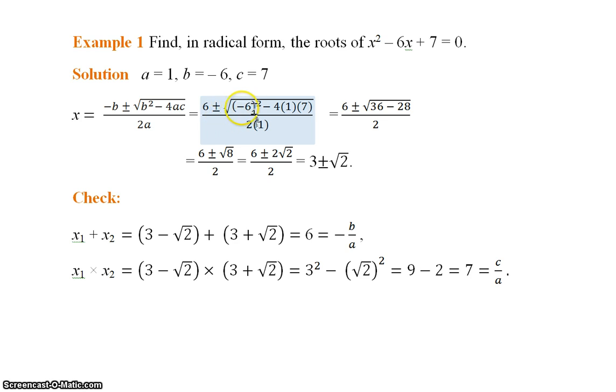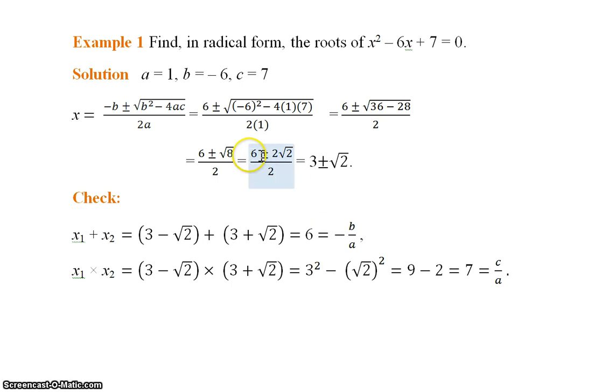Let us evaluate the discriminant. Minus 6 squared is 36, and minus 4 times 1 times 7 is negative 28. 36 minus 28 is 8. But 8 is the product of 4 and 2. Therefore, instead of square root of 8, we can write 2 square root of 2.